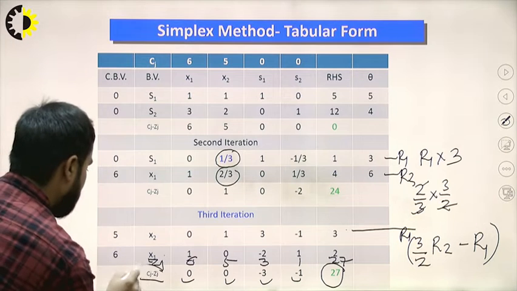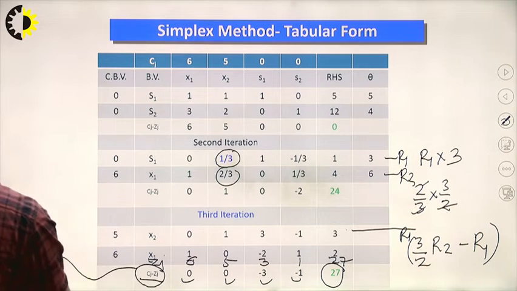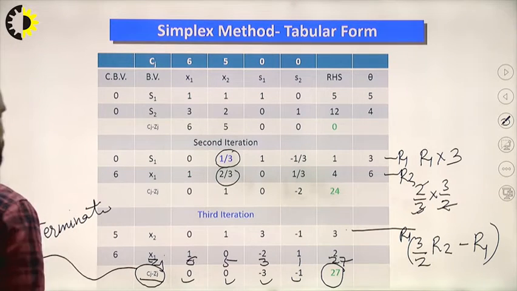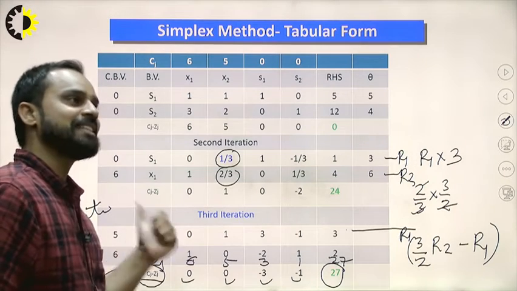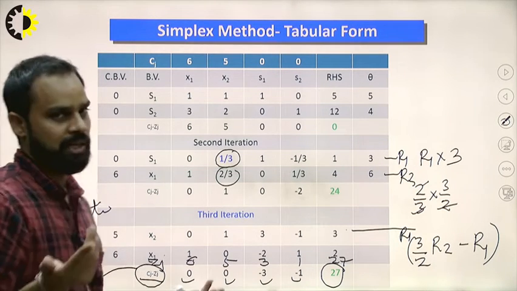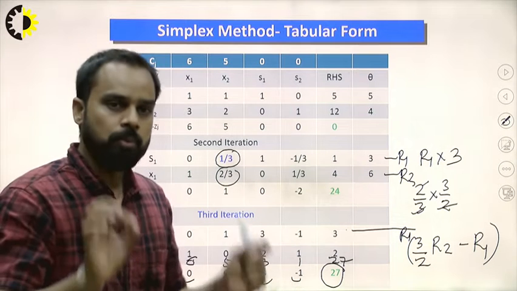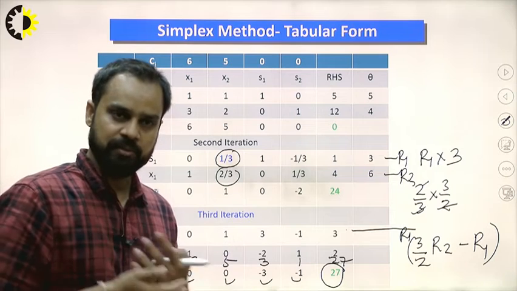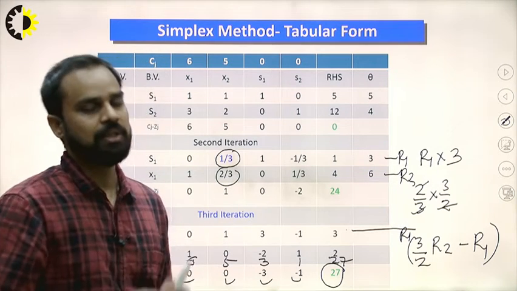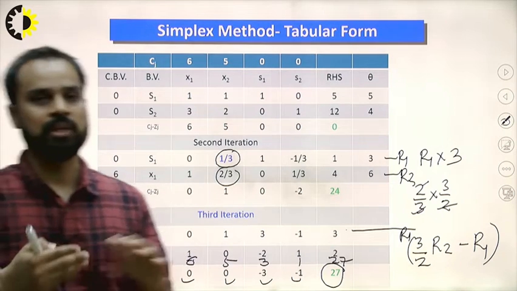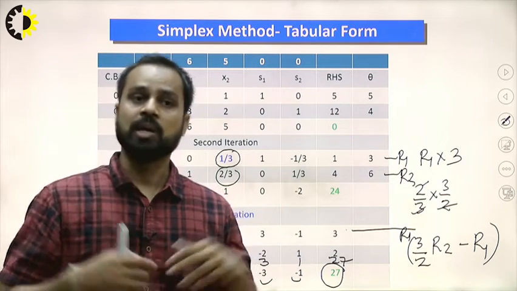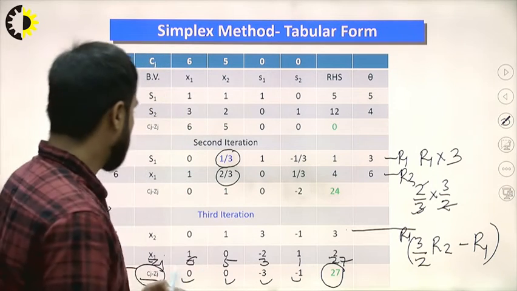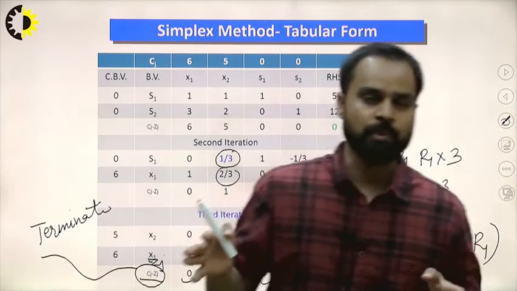Now this Cj minus Zj also indicates the termination. And how will we decide that we have reached termination? When all Cj minus Zj values are either 0 or negative, if the problem belongs to maximization. If all the values of Cj minus Zj row are either 0 or negative, that indicates the termination criteria for an optimization problem of the maximization type, right?